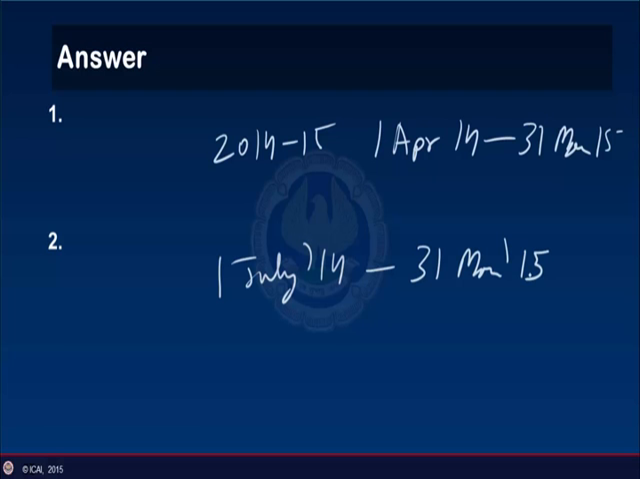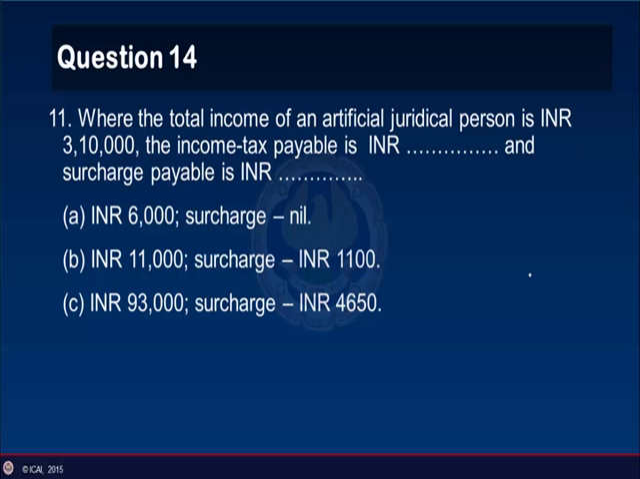Now question number 14. Where the total income of an artificial judicial person is INR 3,10,000, the income tax payable is INR dash and the surcharge payable is INR dash. The options are 6,000 INR surcharge nil, 11,000 surcharge 1100, 93,000 surcharge 4650. So he is an artificial judicial person.